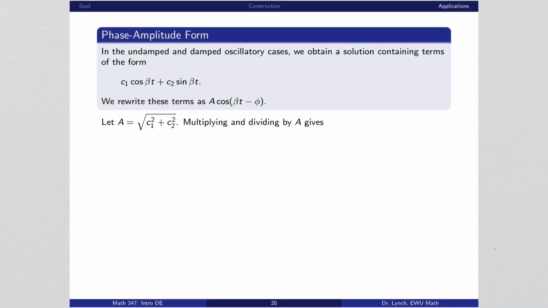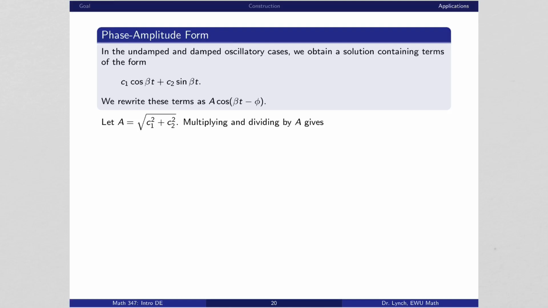Okay, a couple comments about the more general case of these solutions. We've seen that oftentimes we run into solutions of the form c1 cosine of beta t plus c2 sine of beta t. In other words, a linear combination of cosines and sines. This comes up in the undamped case as well as the damped oscillation case.